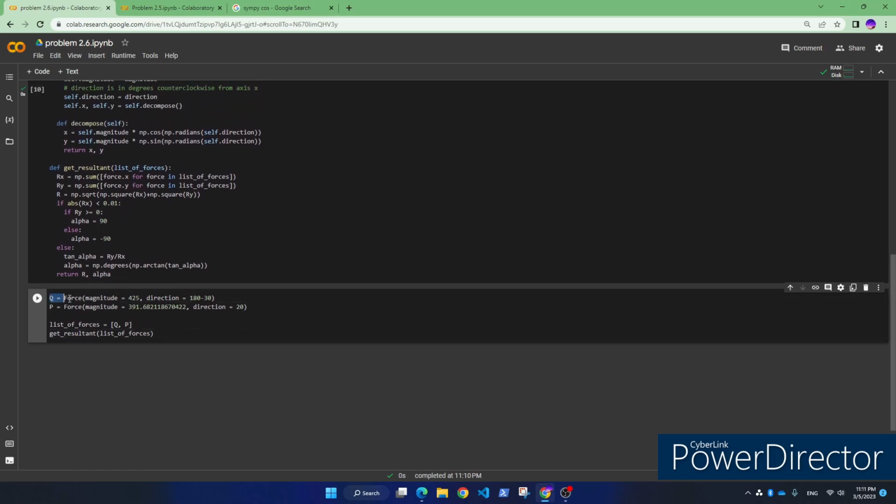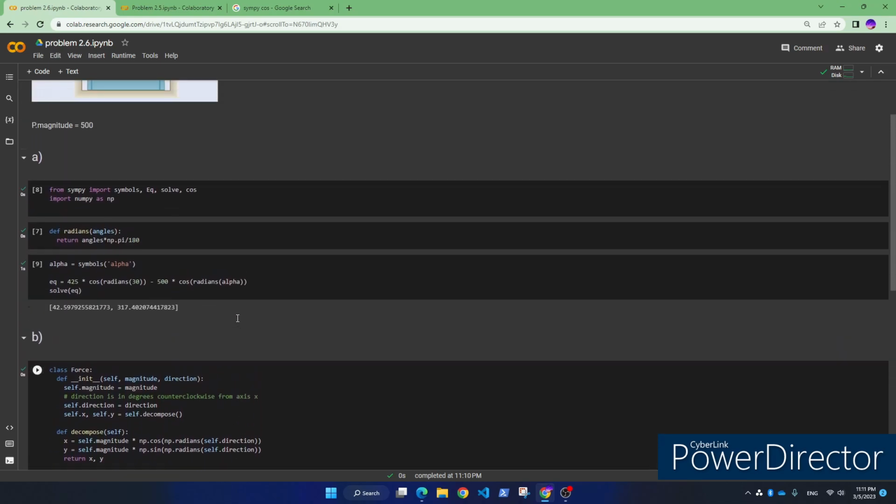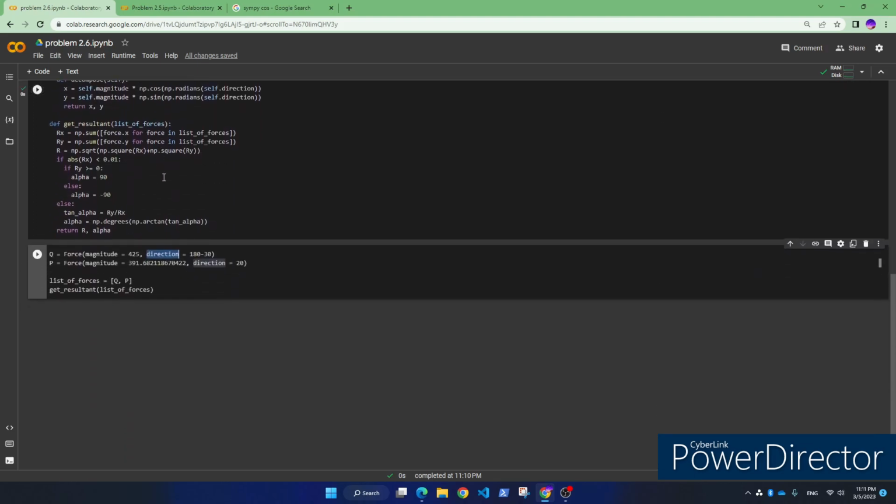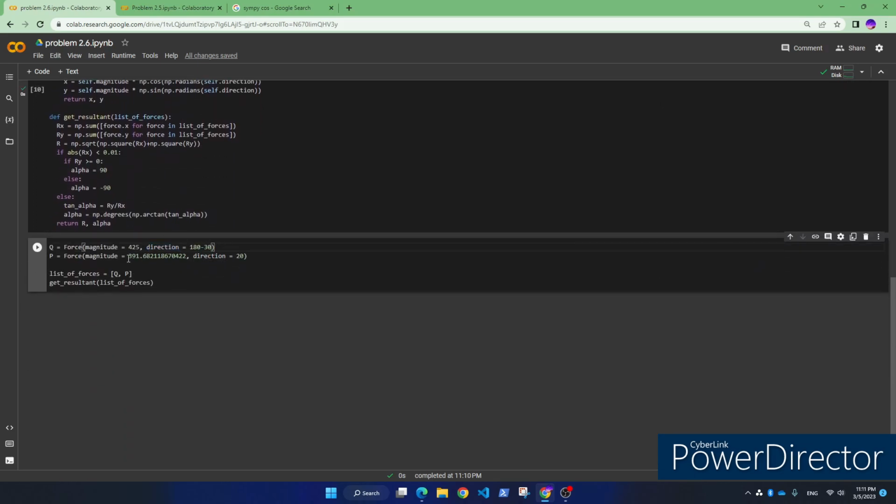And similar to the previous, we know that the magnitude is 425 and the direction will be 180 minus 30. And the reason is that, as we mentioned, our convention is to take the angle always from the positive x and counterclockwise. So the angle for this one, or as we are calling it down, Q, will be 180 minus 30. And that's why this is the direction that we're using here.